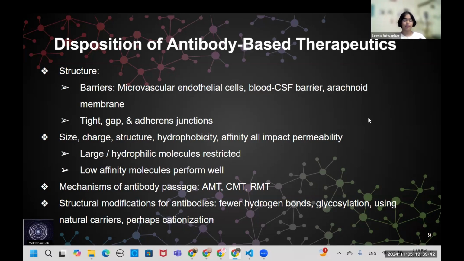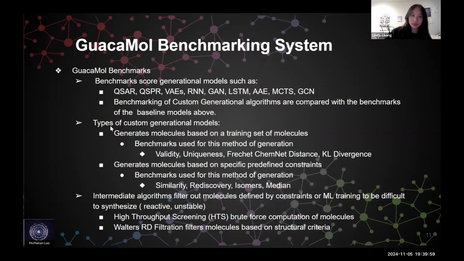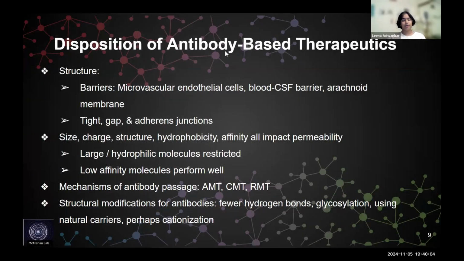There are also structural modifications to possibly make to antibodies, such as minimizing the number of hydrogen bonds, glycosylation, which is a carbohydrate attachment to another molecule, using natural carriers, and perhaps the cationization of the molecule. So while there are different ways to get past the blood-brain barrier that aren't just the natural way, you also need to take into consideration the different aspects of the molecule.